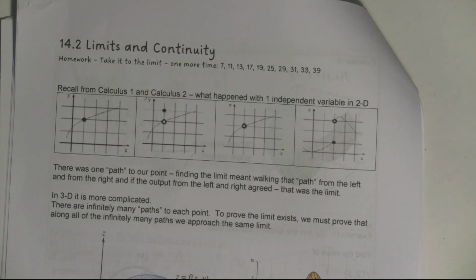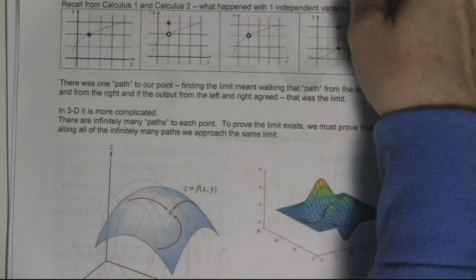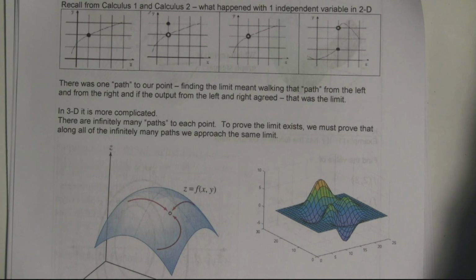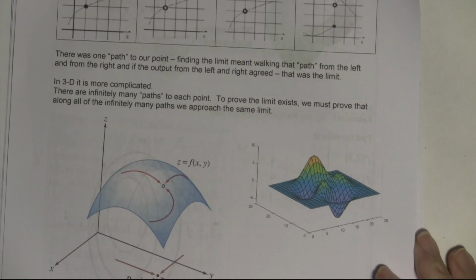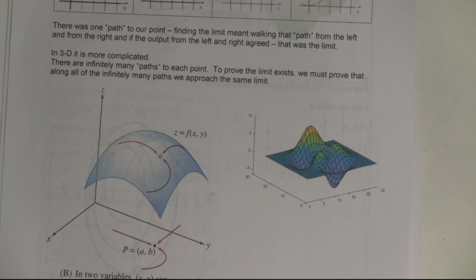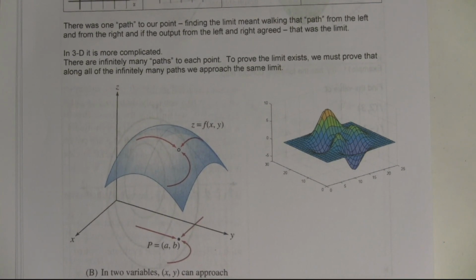But in 3D, it's a little bit more complicated. There are infinitely many paths to each point, and you can't possibly go and prove that all of them have the same height. It's not possible to do that. So to prove the limit exists, we must prove that along all of the infinitely many paths we approach the same limit. We can't just check them all, because if there's infinitely many, you're not going to be able to check them all.